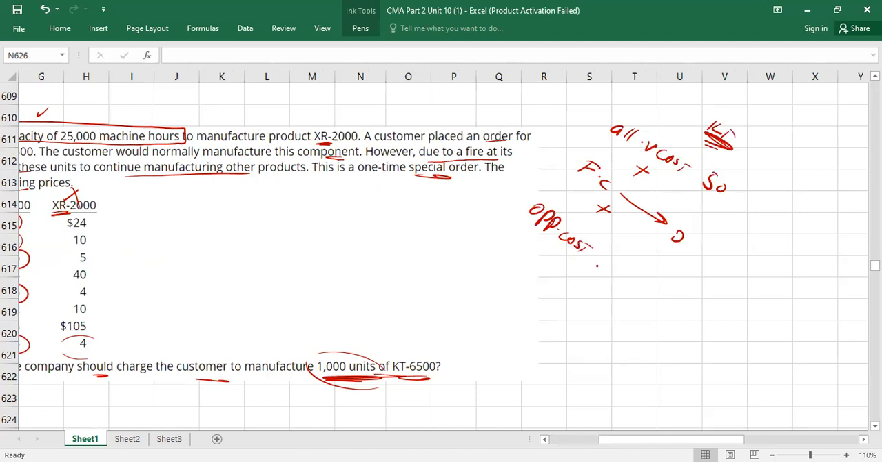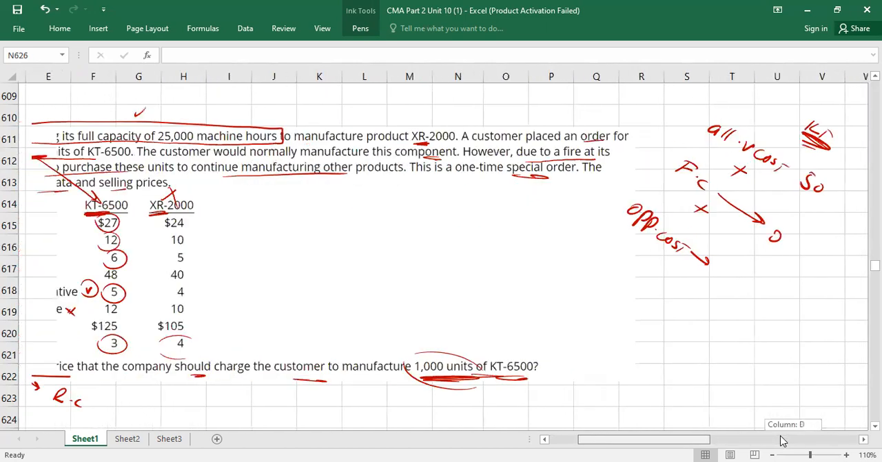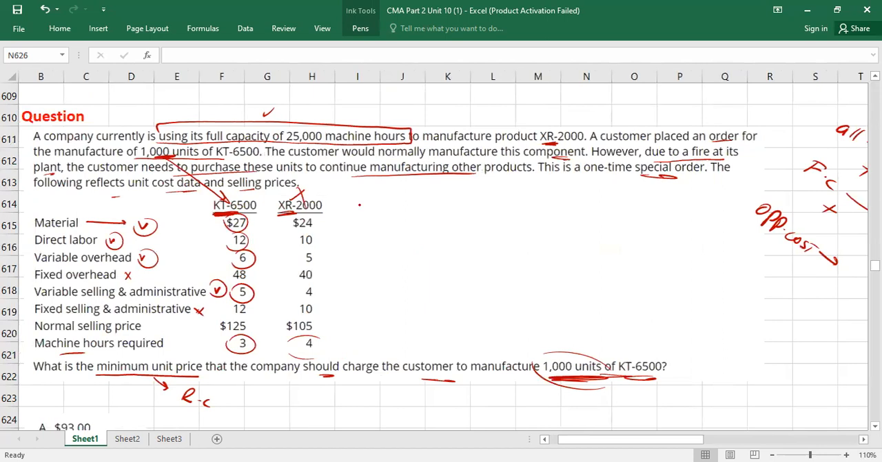For opportunity cost, I'm showing you the working now. How will you calculate it? First of all, guys, you have to look at how many hours are required, the hours needed for the new product, KT. 1,000 units he ordered, and each unit requires 3 hours. It means the hours needed are 3,000 hours. This is the hours needed by KT.